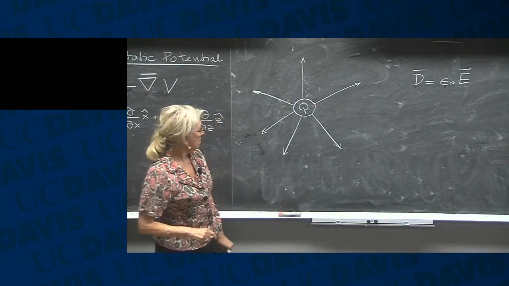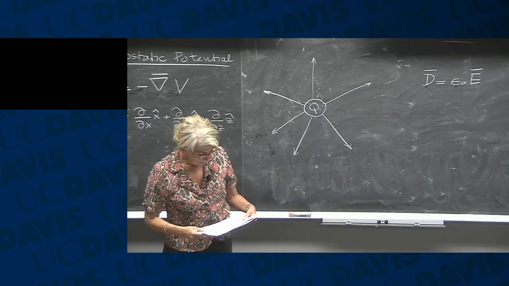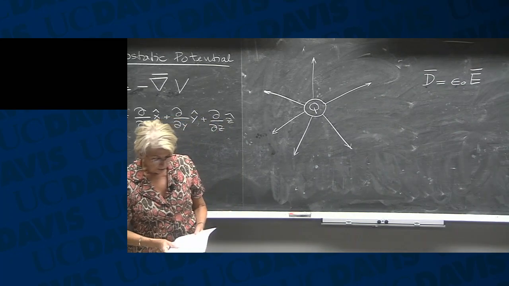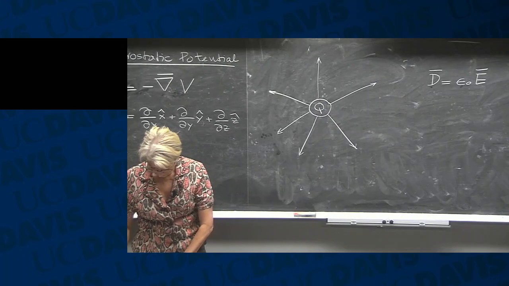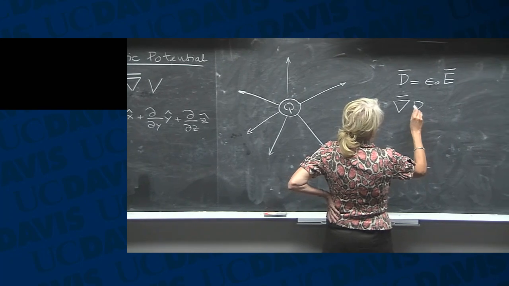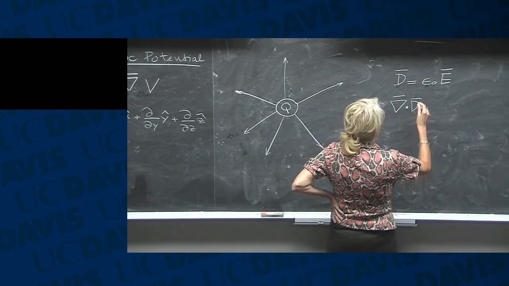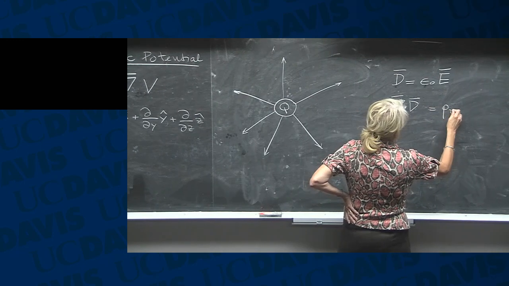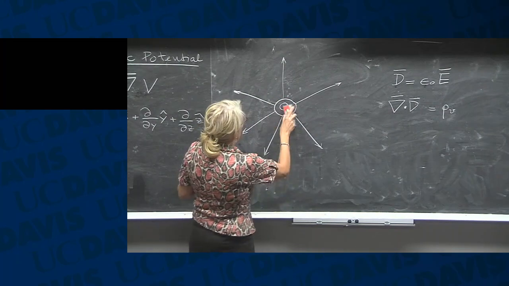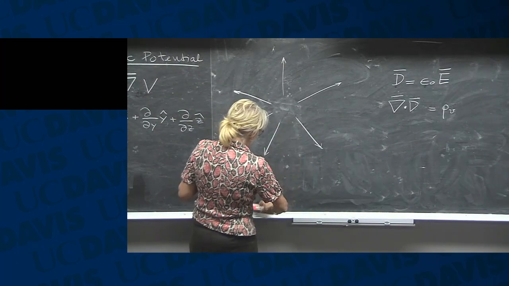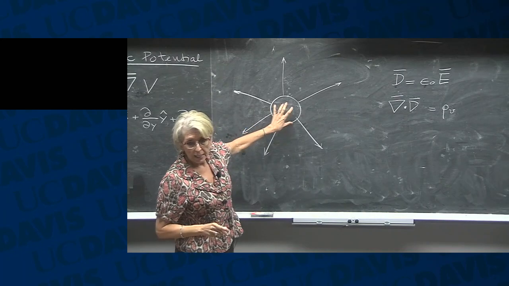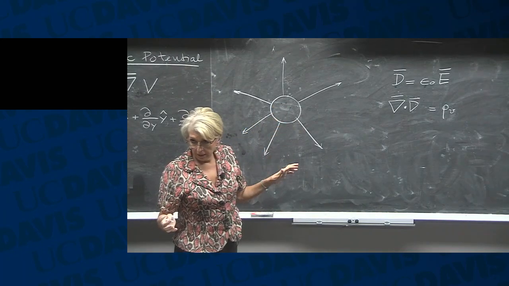All right, now we have another property, which is called Gauss's law. And according to that, the divergence of D equals rho V. It says the following. Let's assume that my charge is inside a sphere, and that my charge is evenly distributed inside the sphere.